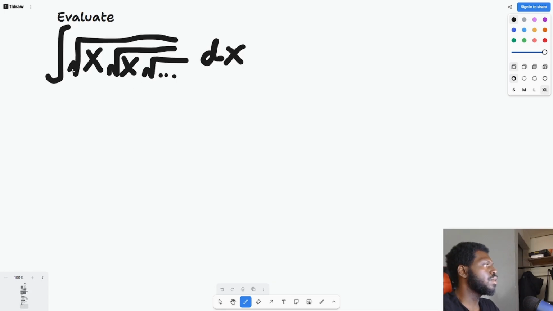We're looking at evaluating the integral of the square root of x of the square root of x of the square root of x, and so forth. In this video, I'm going to go over two solutions. One solution is going to be very quick, simple, and pretty elegant, and the other is one I thought of on my own. It's more complicated, but I do think it's worth seeing because it's a more interesting approach. So let's just get right into the problem.